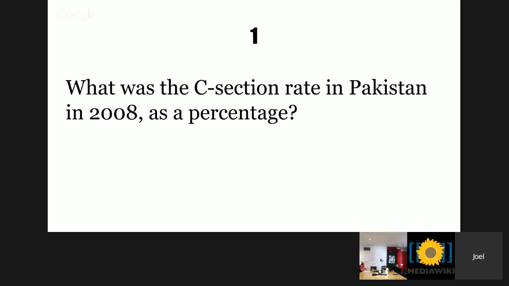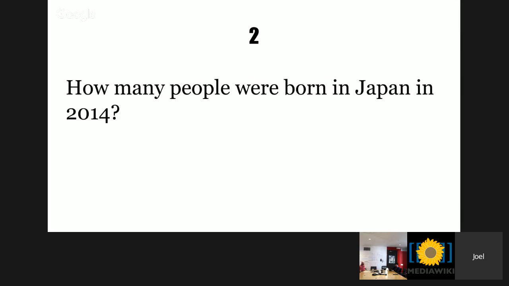And obviously, in case it's not obvious, all of these, do your best guess. Do not look up any of the information. The point of the quiz is to estimate without more information. What was the C-section rate of births in Pakistan in 2008 as a percentage? Question 1. Question 2. How many people were born in Japan in 2014?